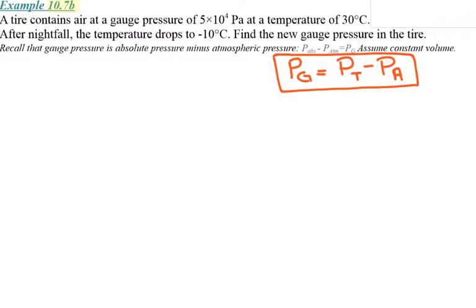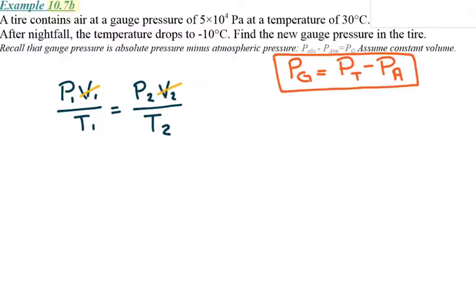So again, I can use the gas equation, which is P1 V1 over T1 is equal to P2 V2 over T2. And because they state that the volume of the tire is unchanged, I can cancel the volume from both sides of the formula. The state at which the volume is not changed is called isovolumetric or isochoric. So if you ever hear the word isovolumetric or isochoric, that means the volume stays the same.